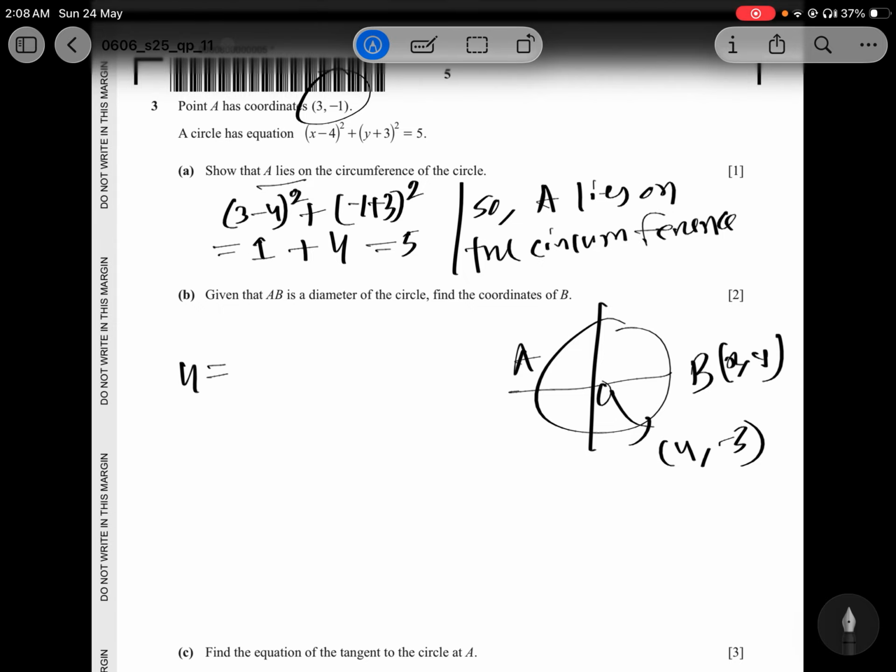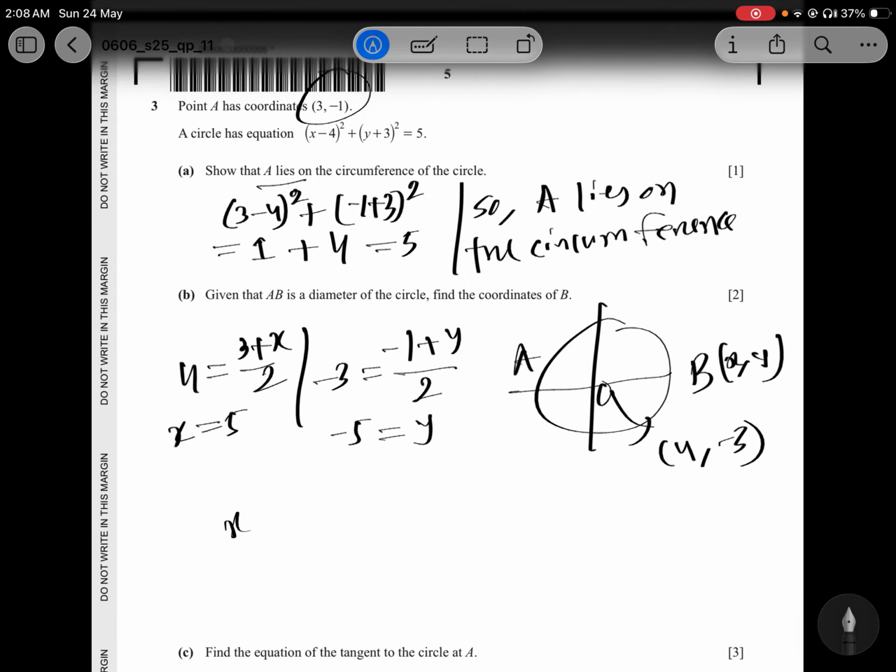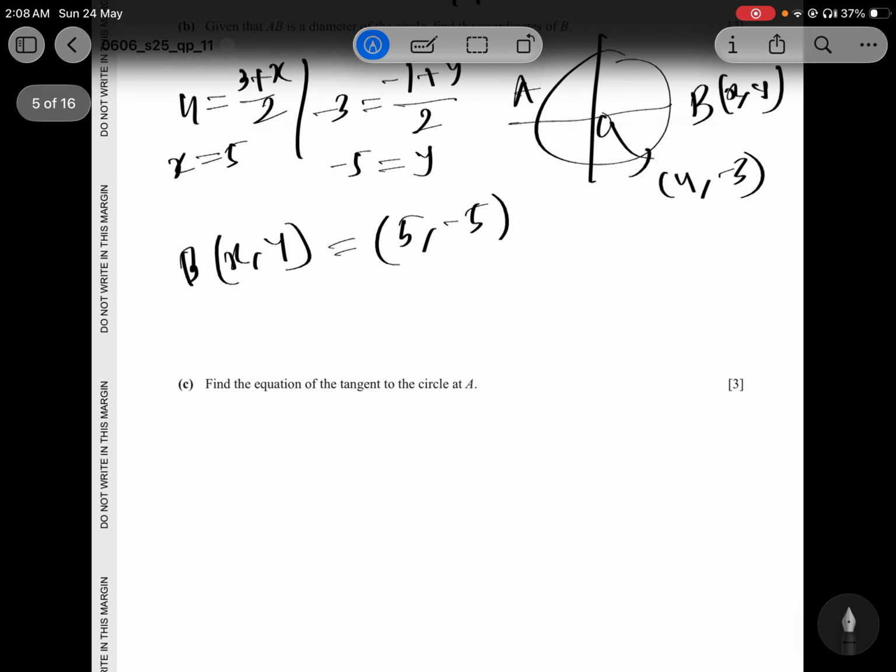So for 4, A's coordinate is 3 plus x over 2, and the negative 3 should be minus 1 plus y over 2. So 8 is 3 plus x, x is 5. Minus 6 is minus 1 plus y, so y becomes minus 5. So our (x, y), which is our B, is (5, -5). Yes.